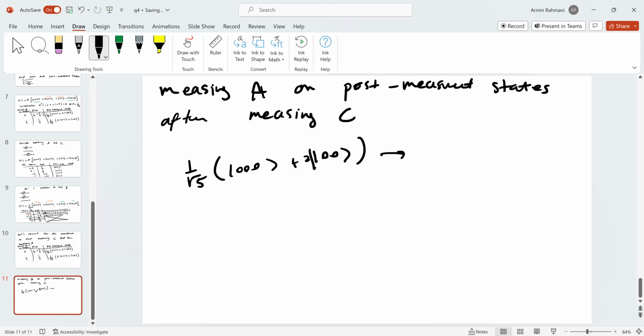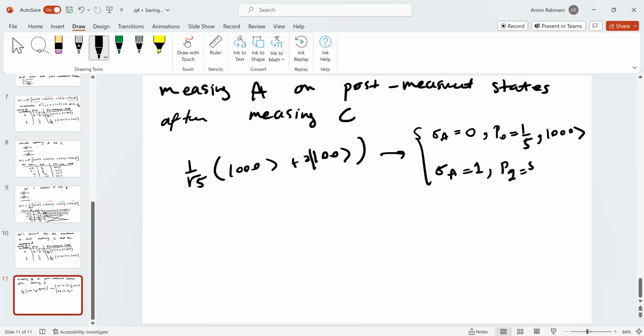Yep. So if that's the state, then measuring A gives me, if sigma A is 0, with probability, it's just this one, 1/5, I get that. And then after that, my state becomes |000>. If I measure A to be 1, that's the probability 2 squared over 5. So that's 4 over 5. And my post-measurement state is going to be |100>. Okay.